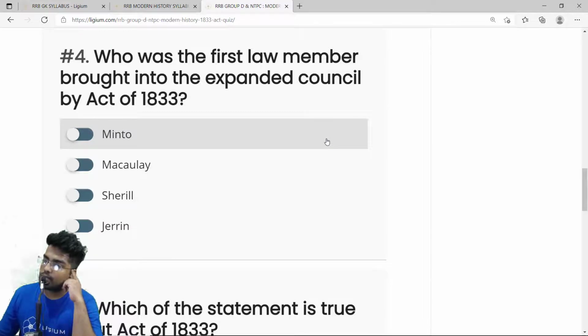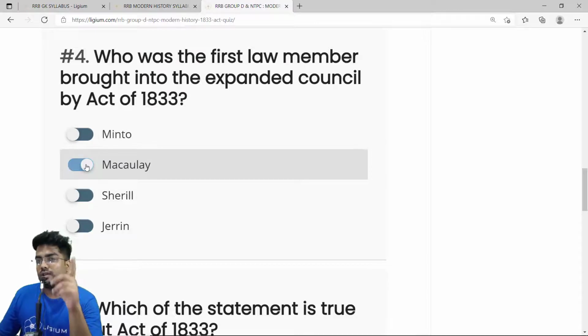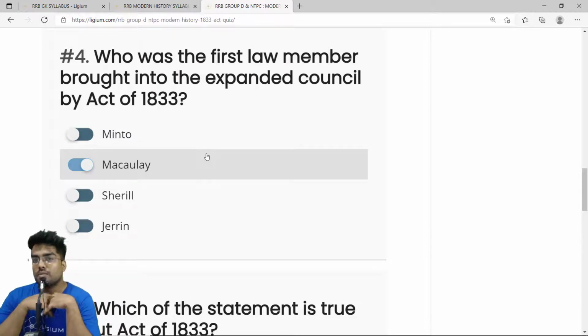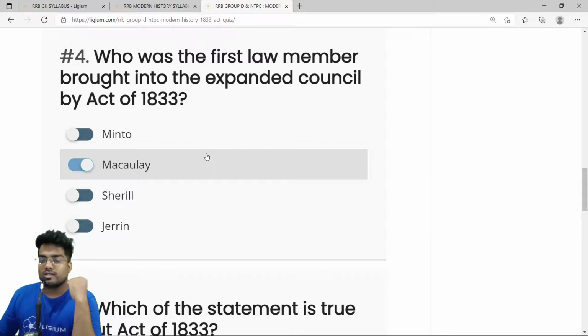Who was the first law member brought into the expanded council by the Act of 1833? It was Macaulay. We will learn about him in later lessons, but at present all you have to do is memorize that he was the first law member brought into the expanded council by the Act of 1833. If you remember, by the Act of 1813 the Governor General's Council was reduced from 4 members to 3 members. But by the Act of 1833, this council was expanded again. So the correct answer is Macaulay, the first member added to the expanded council, and the first law member too.